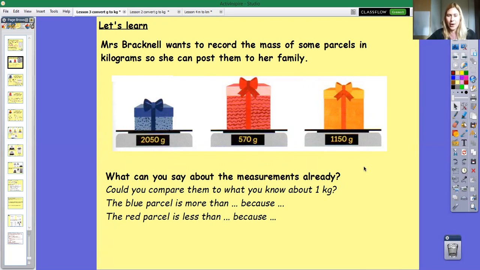Pause the video, have a look, say what you can see, and you might want to use some of these stems. Okay, so I hope these were helpful.